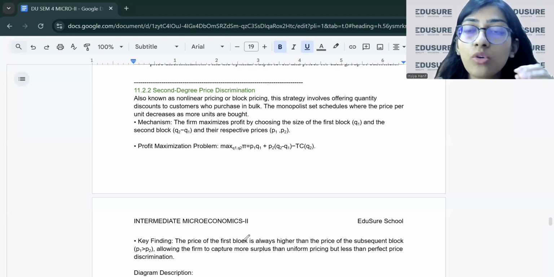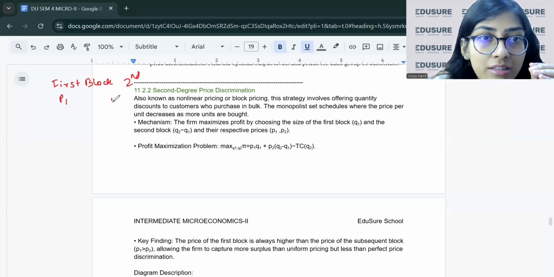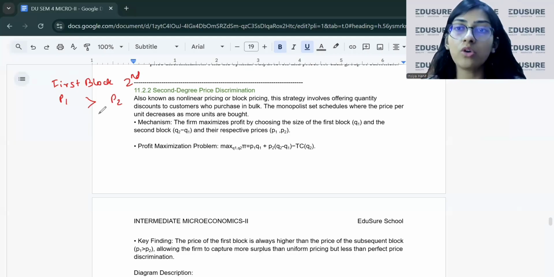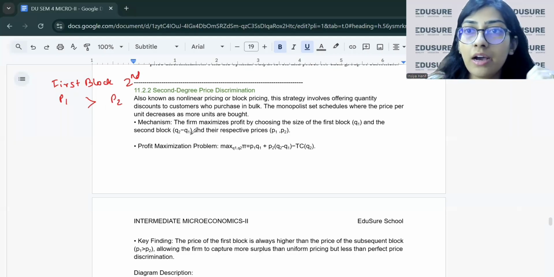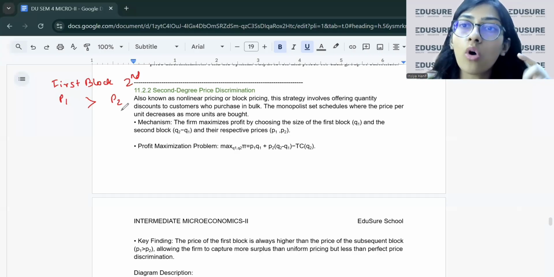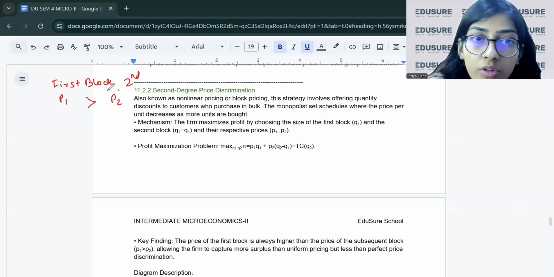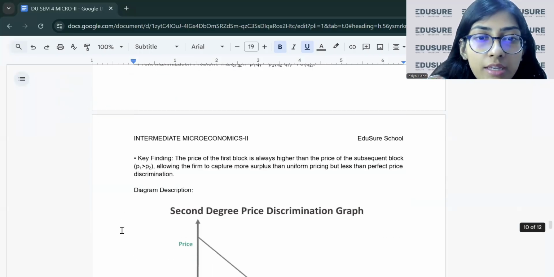And why is the price of the first block always higher? Because suppose if this is the first block and then the second block. So this is P1 and this is P2. Okay, P1 will be greater than P2 because once the customers know that okay, if I buy a little more, I will be charged a lower price. Okay, so this is just so that the consumers have the incentive to go towards this P2 to buy more, right? Okay, let's look at the diagram.